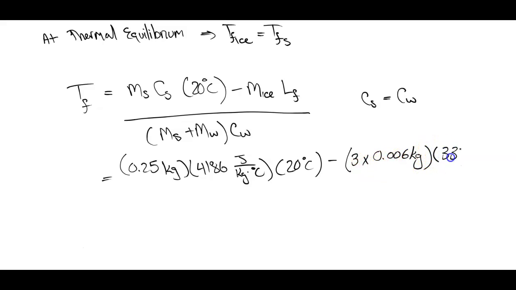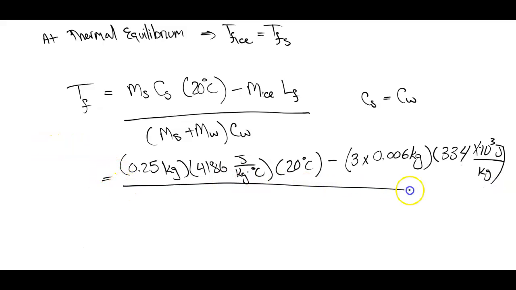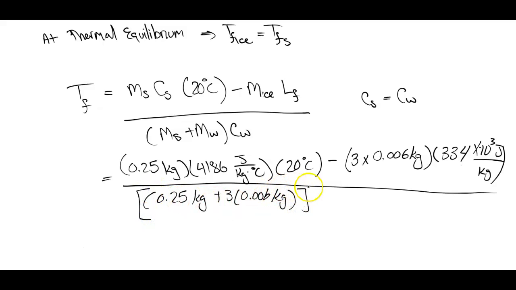The latent heat of fusion for ice is 334 times 10 to the third joules per kilogram, all over 0.25 kilogram plus the 3 times 0.006 kilogram, that's the mass of the water and the soda, times the specific heat of water, which is 4186 joules per kilogram degrees Celsius. That gives us 13.3 degrees Celsius.